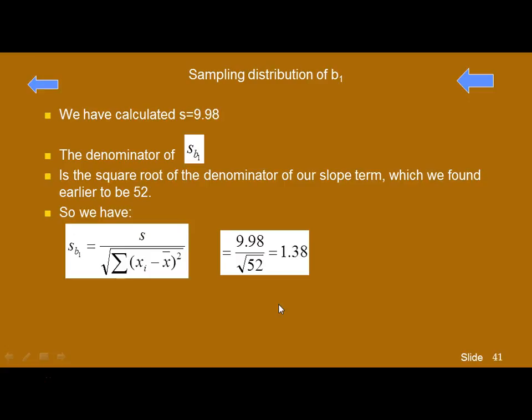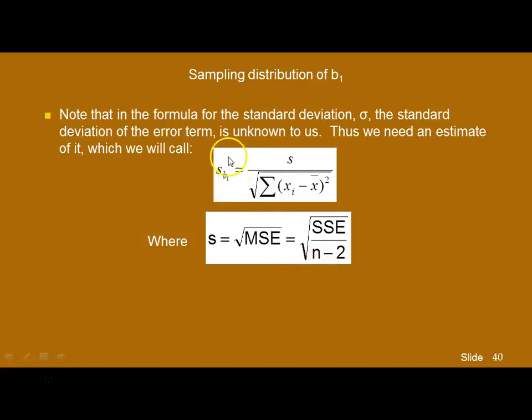Again, as I said, some of the calculations get a little complex, but a lot of the things we've already calculated along the way. So that gives us 1.38. Remember what we're calculating here. We're calculating the estimated standard error of the slope term, SB1.